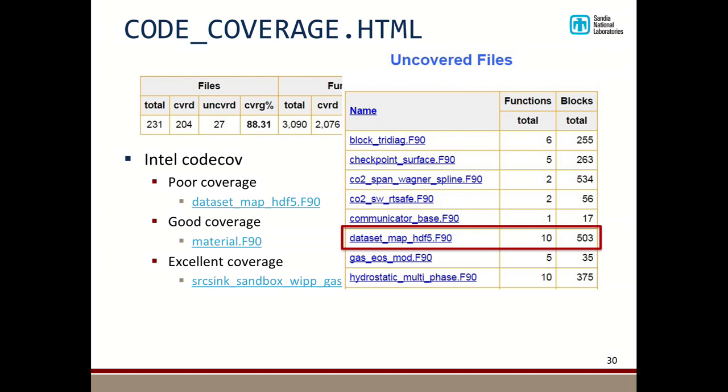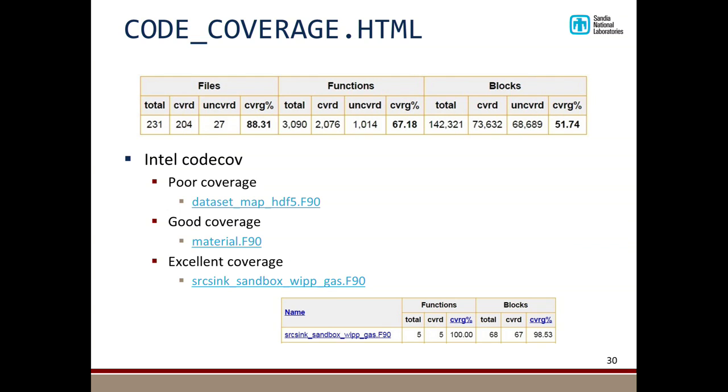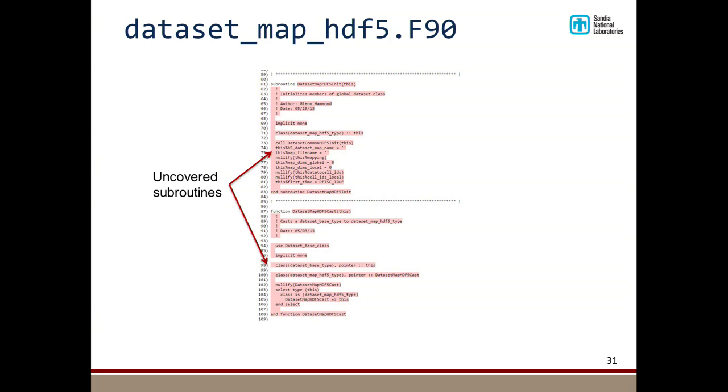Poor coverage is dataset map.hdf5. This is on the uncovered files list, 10 functions, 503 blocks, and nothing is covered. I'll show you in a second. Material, 24 functions, 17 covered, 70% coverage, 50% of the blocks. But this is actually a fairly well covered file. I'll show you why. And then this one, there's one single code block that is not covered, and that's an error message. So here's material.f90.